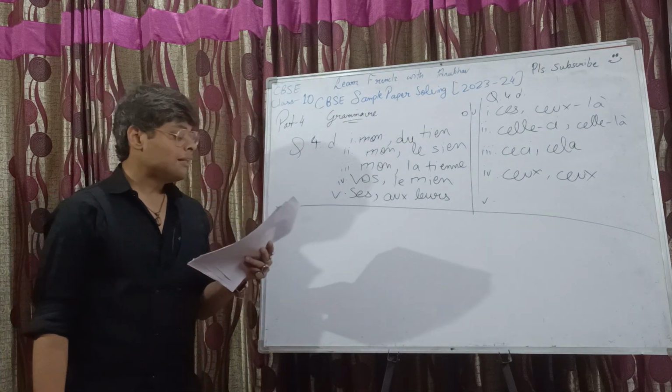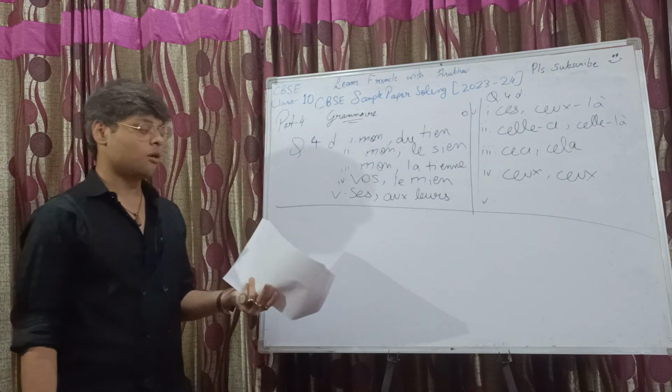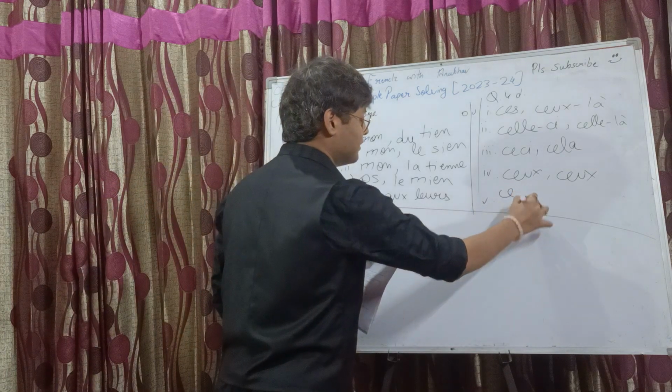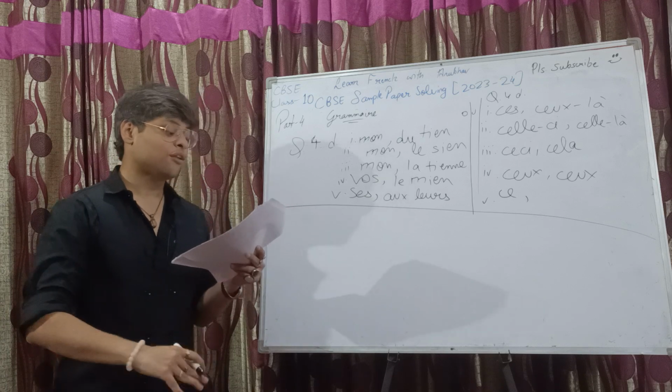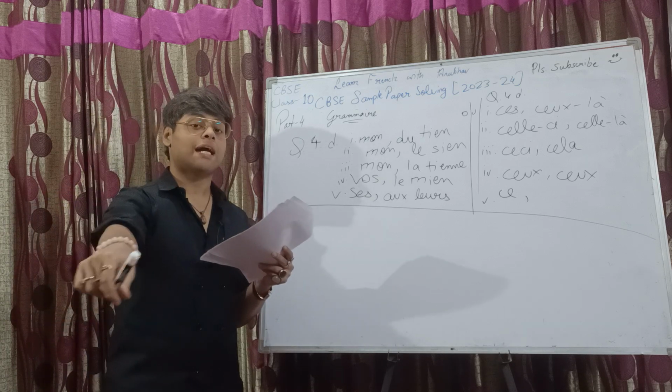Je n'achète pas dash roman. I didn't buy this novel, so it's a masculine singular, ce roman. J'aimerais bien acheter dash, I would like to buy that one there, celui-là.